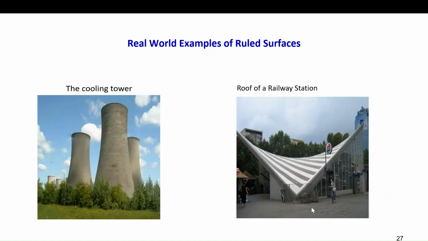So here you can see some control points and knots. If you change the position of a control point over here to a different point, the shape of the ruled surface can be different. So this is how we control ruled surfaces using control points and knots.